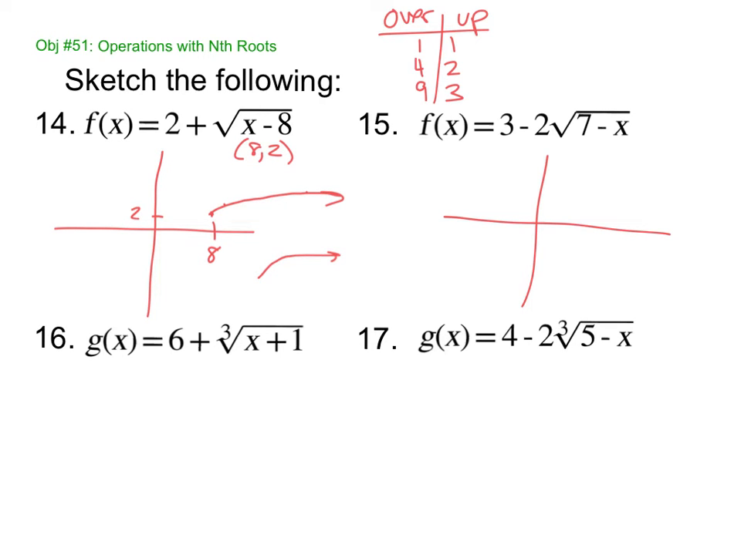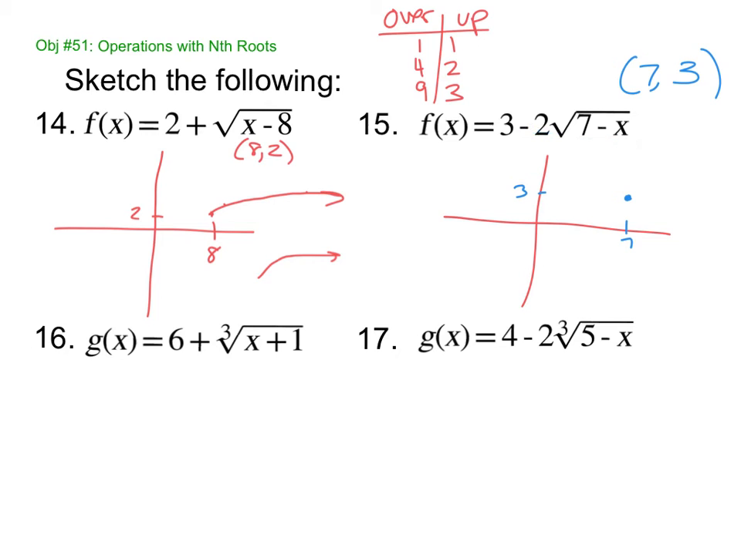Depends on the problem. So 15, what is our starting point for that one? What will make the inside 0? 7, not -7, because 7 minus 7 is 0. Right? That means this whole thing goes away when we plug in 7 and we're left with 3. So our starting point is 7, 3. So 7, 3. So we're here.